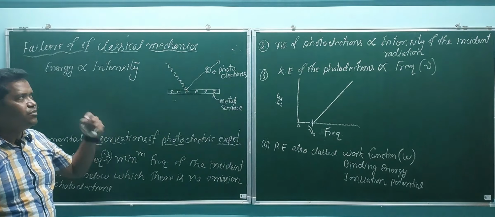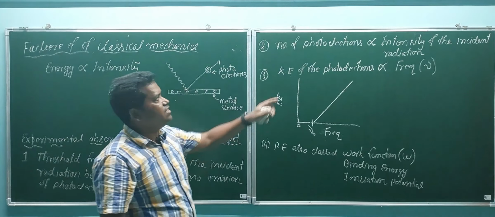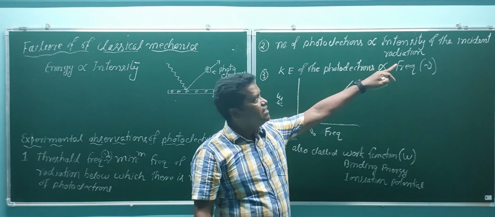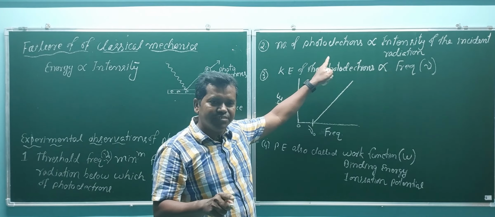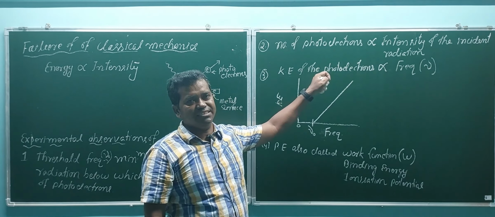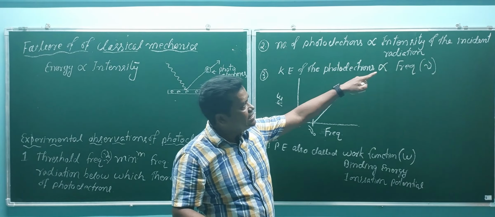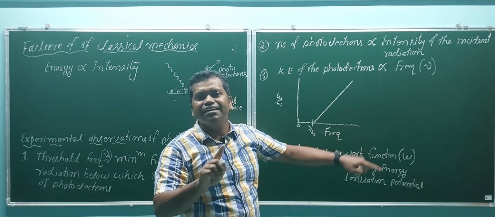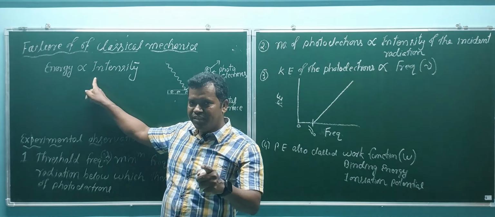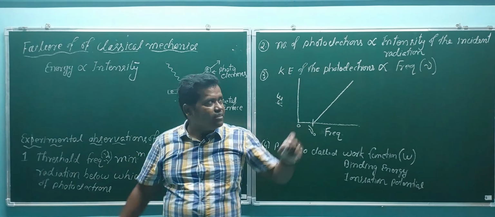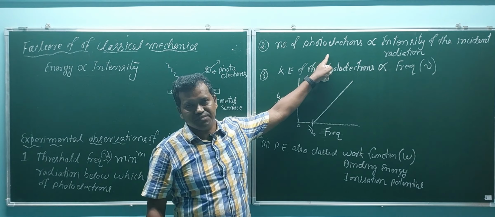But what is our observation? If the intensity of the radiation increases, the number of photoelectrons increases with the same kinetic energy. That is, intensity increases but kinetic energy does not increase. So classical electromagnetic theory failed to explain these observations.